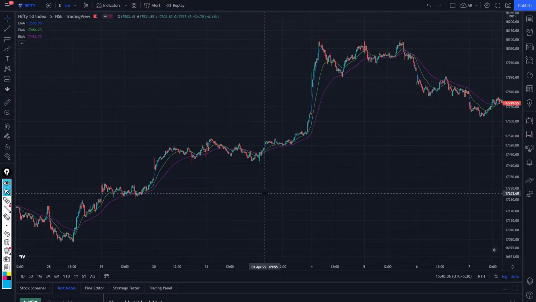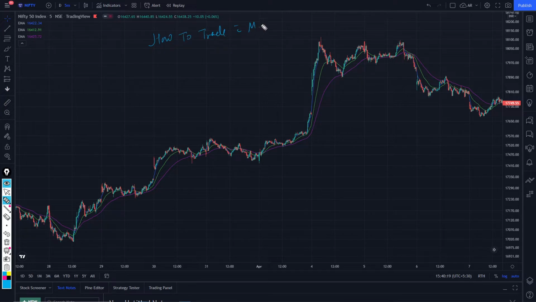Now we will see how to trade with this. How to trade with moving averages. There are two methods. One is price crossover, and the other is moving average crossover. This is the thing.